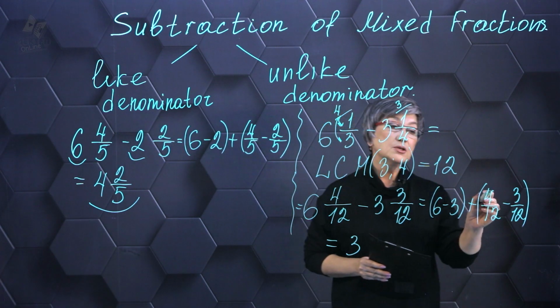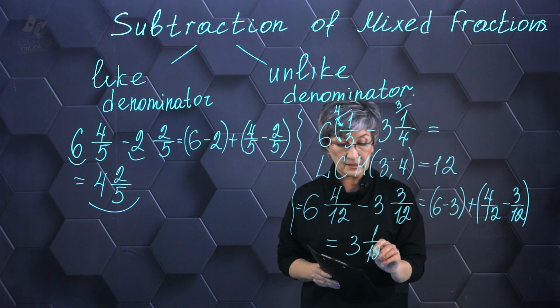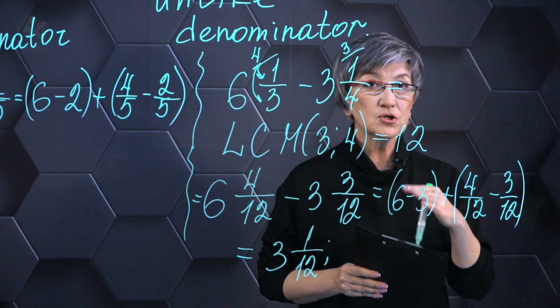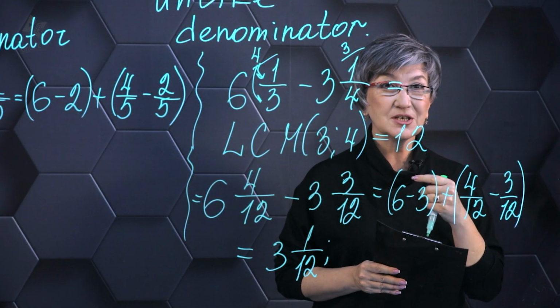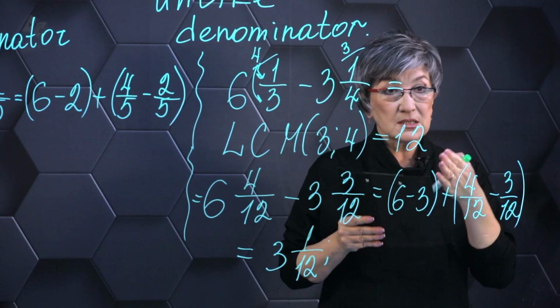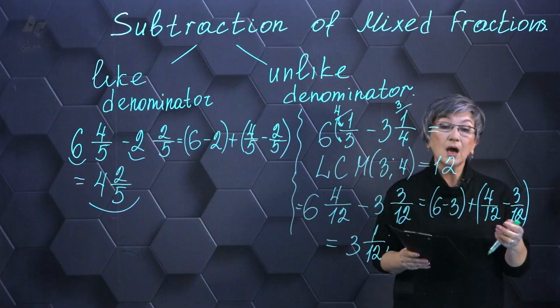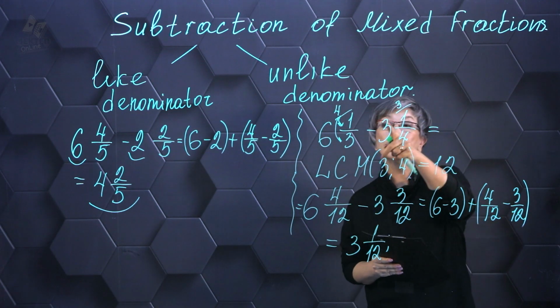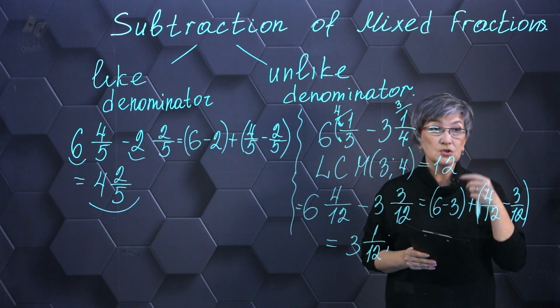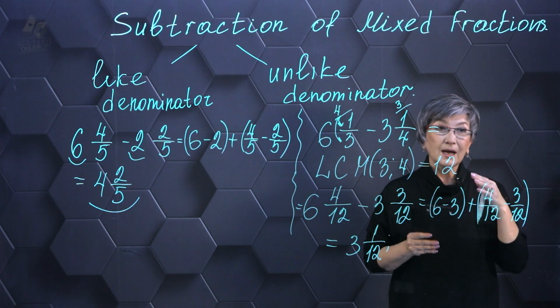When subtracting 3/12 from 4/12, you get 1/12. So, to subtract mixed numbers, or as they call them, mixed fractions, we subtract the whole part from the whole part, and we subtract the fractional part from the fractional part. And we know how to subtract fractional numbers. That is, to bring them to the common denominator. This is the golden rule.